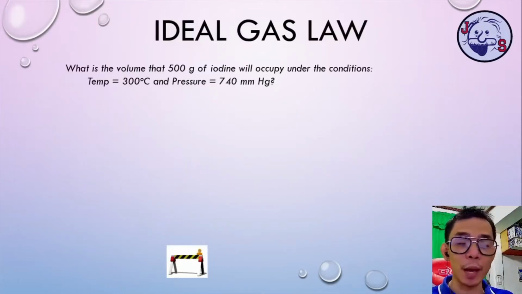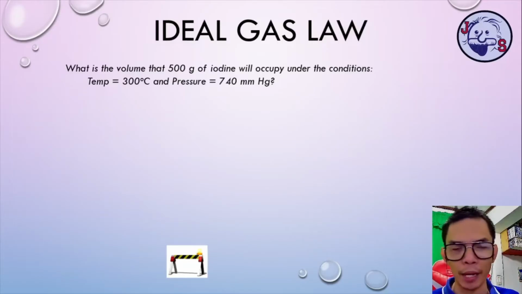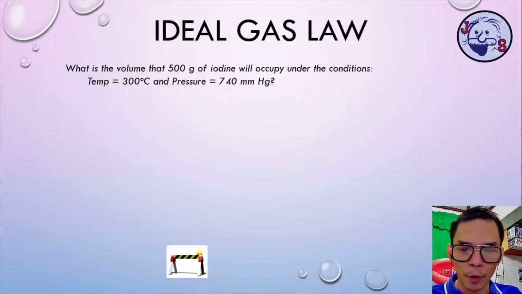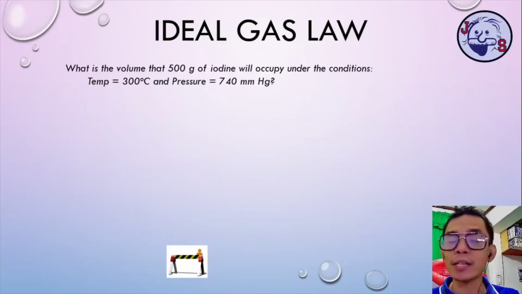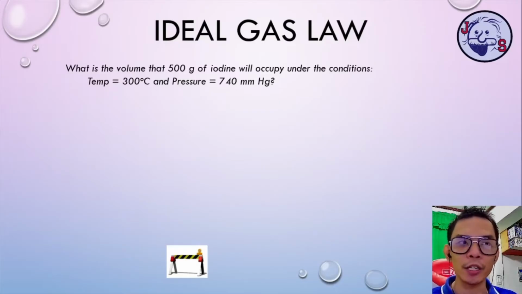Alright, so we have here a sample problem related to the ideal gas law. Now, the purpose of this sample problem is to show you how the ideal gas law formula works and what are the things that you might encounter. You may answer this one beforehand, so you can pause this video and try to answer this problem.